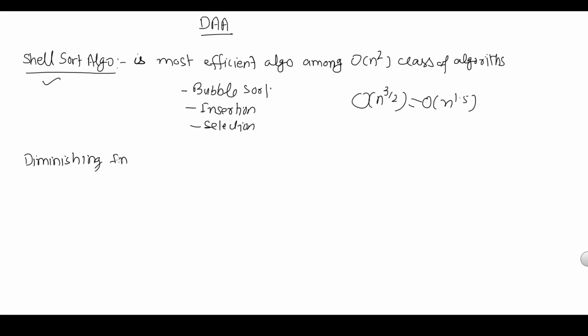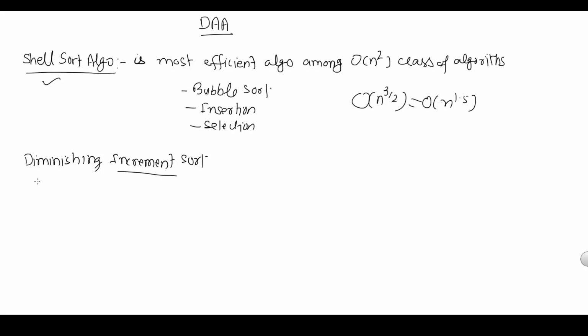Diminishing increment sort. We have also studied some other increment sort algorithms, and these are called increment sort algorithms because they sort the elements one after another, pass by pass. Like in bubble sort, in each pass one element gets its final position, in the next pass another element gets its final position. So they solve the problem in an incremental way. So these are called incremental sort algorithms.